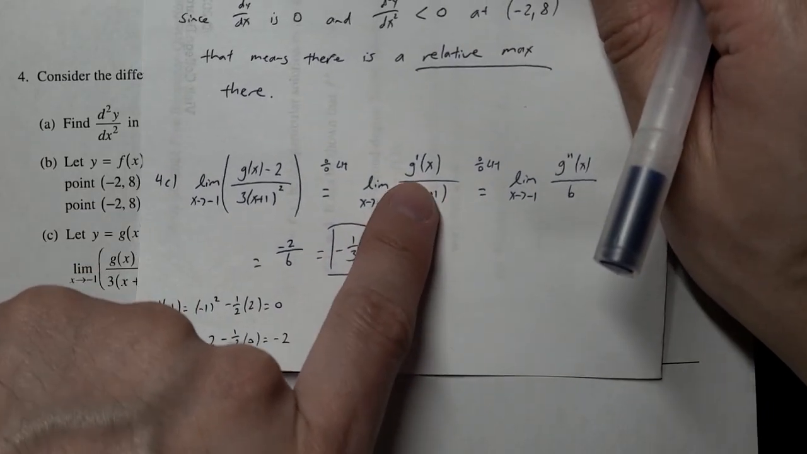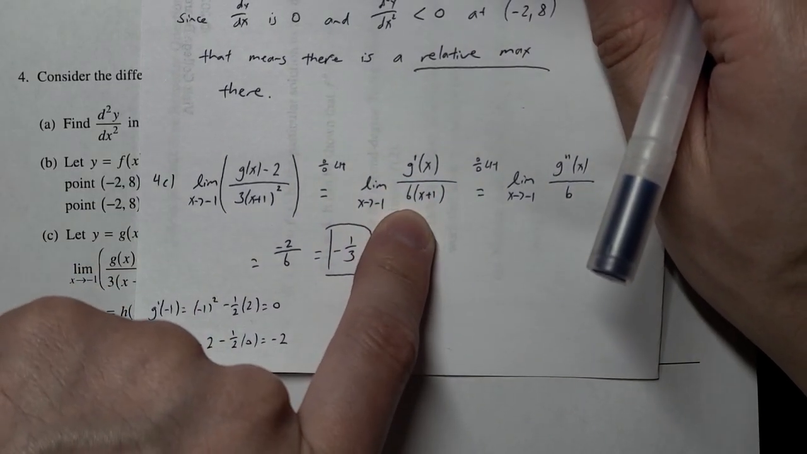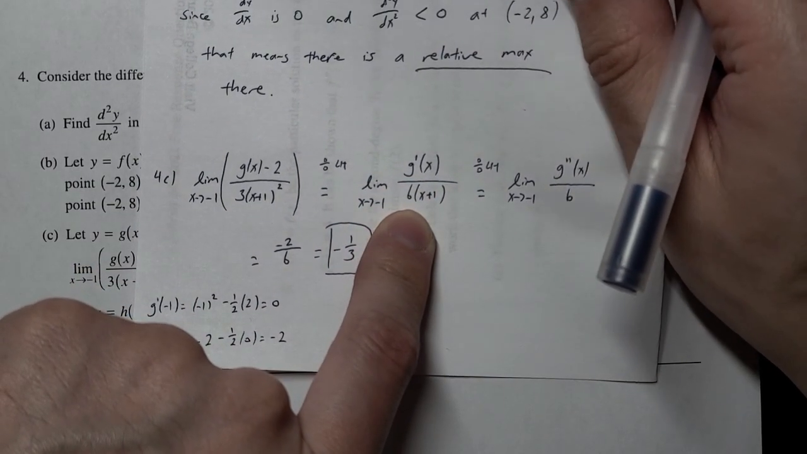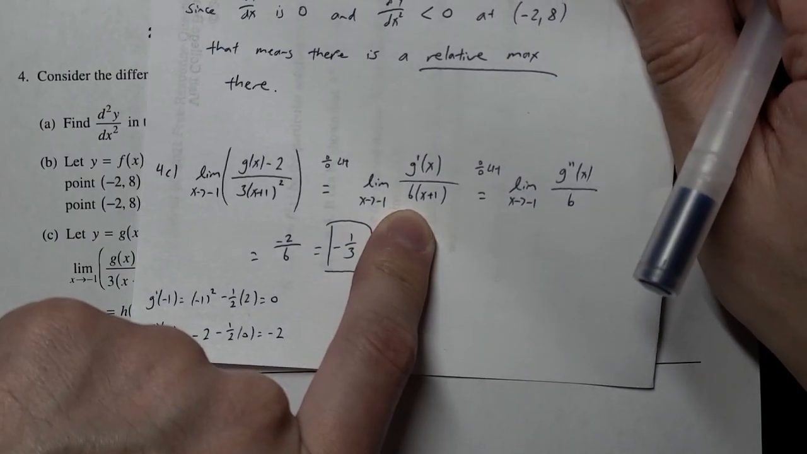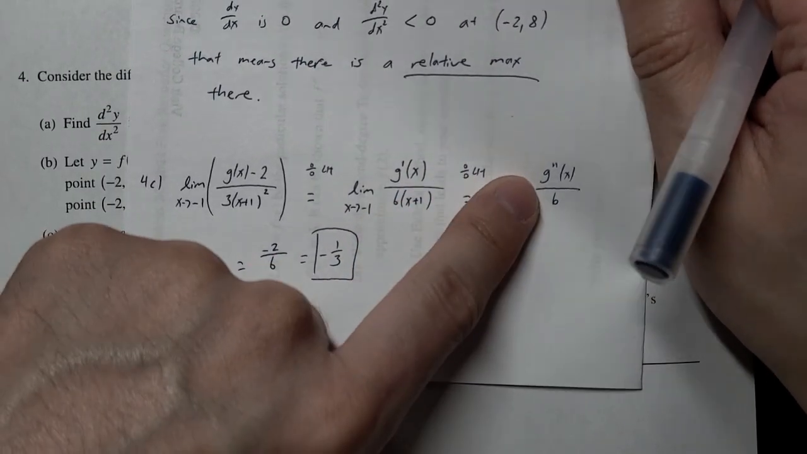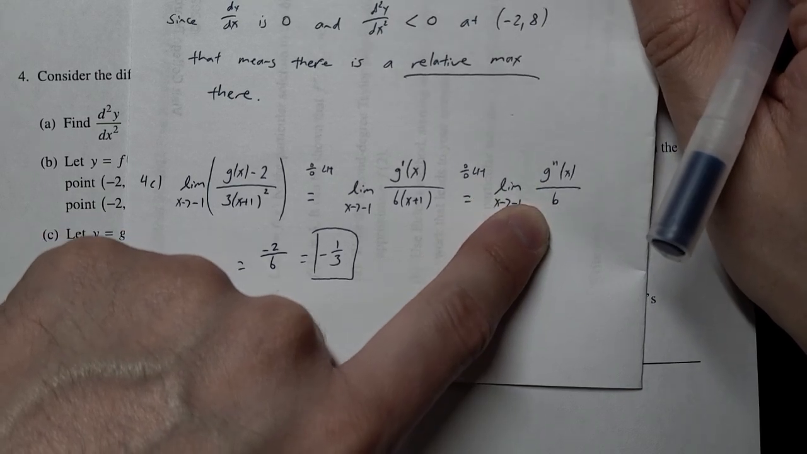Okay, so we would have 0 on top. When we plug in minus 1 on the bottom, it is 0 as well. 0 over 0 again, so that means we can use L'Hopital's rule again. Okay, so we differentiate the top again. So it's g double prime. Differentiate the bottom, it's just 6.